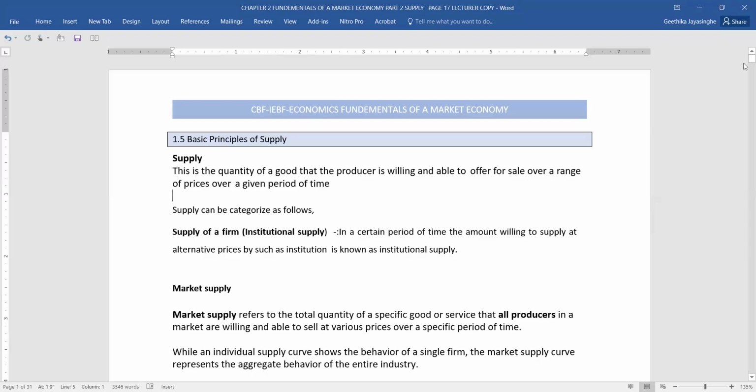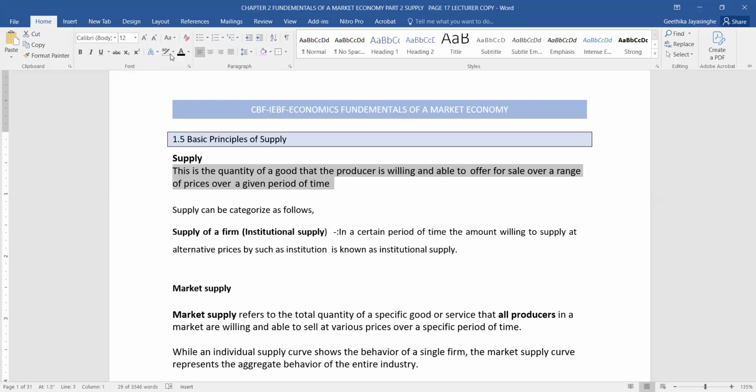So now all this time we have been talking about demand, wasn't it? Now let's talk about the supply side. So what is supply? It is what we expect to supply at certain prices at a given period of time. The standard definition: the quantity of a good that the producer is willing and able to offer for sale over a range of prices over a given period of time. That is the basic idea.